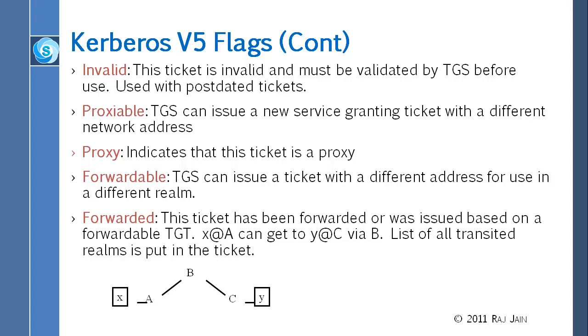So the forwarded ticket is the one that can be forwarded by one server to the next. So A can get a ticket to C via B, and so it can say to B, here's my ticket, and then it can be forwarded to C. So rather than directly going, the ticket goes like that. All the transient realms in the path are put into the ticket. That way you can check whether you want to accept that ticket or not.